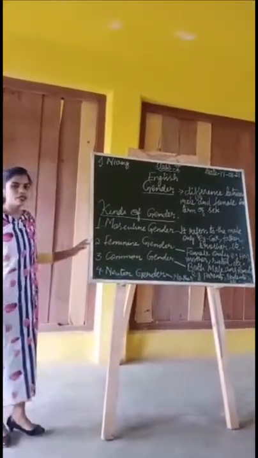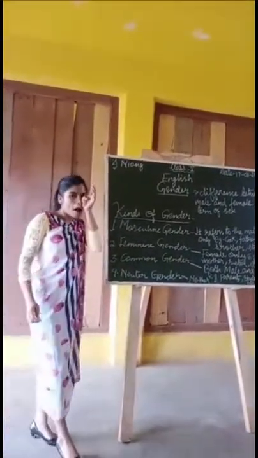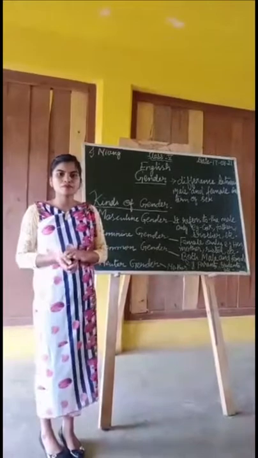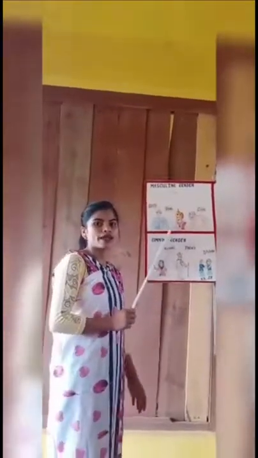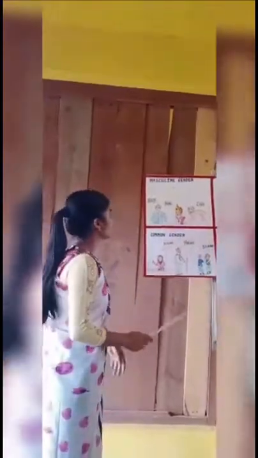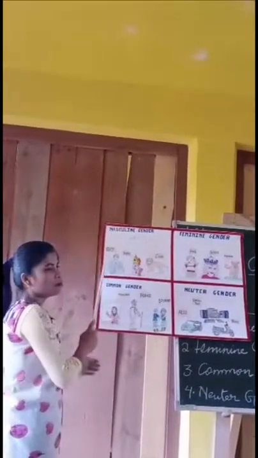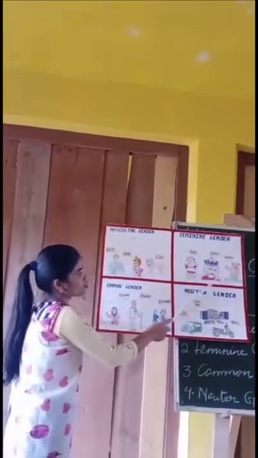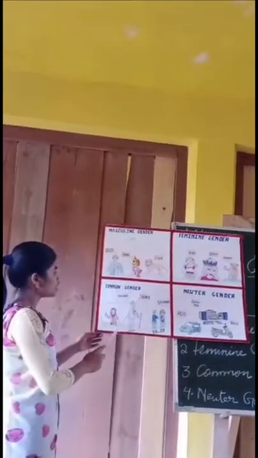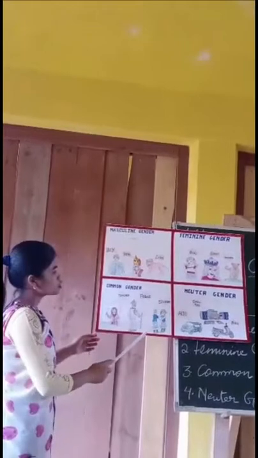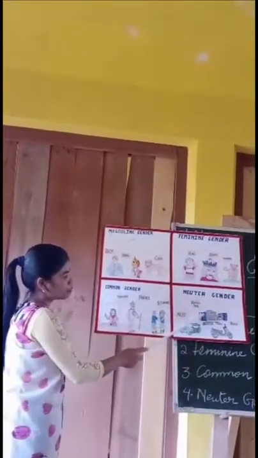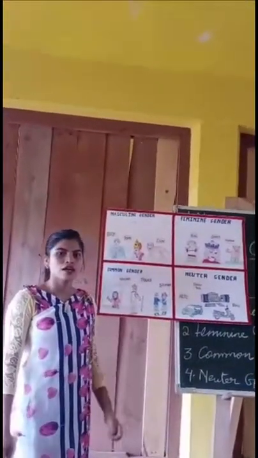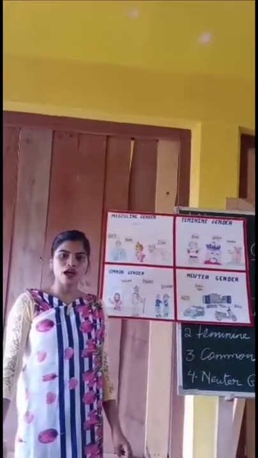So I hope you are with me till here. If you have any question, you can ask. Now let us see some more examples from the picture chart. Here masculine gender: boy, king, lion. Feminine gender: girl, queen, lioness. And common gender: teacher, police, student. Neuter gender: computer, auto, and bike. So I hope you are clear. If you have any question, you can ask me now.